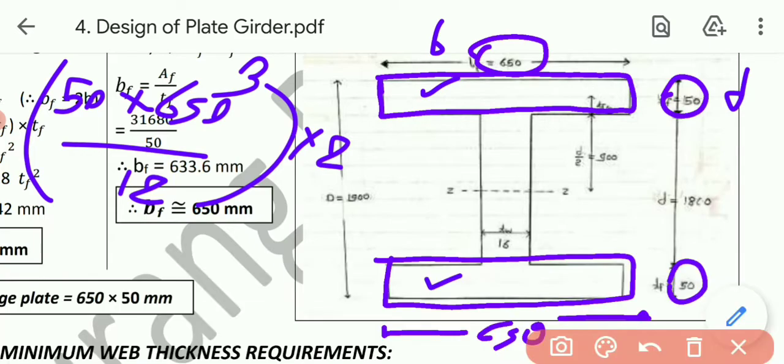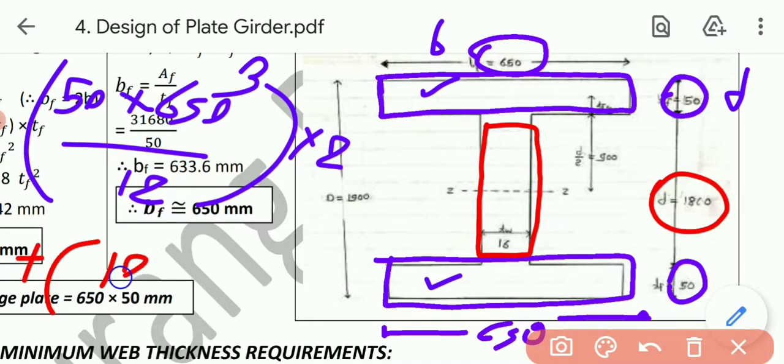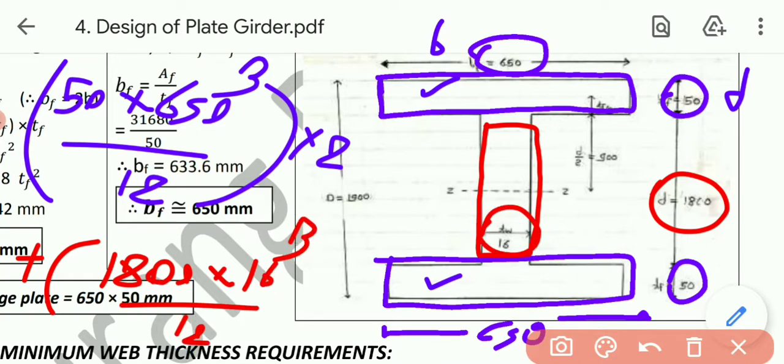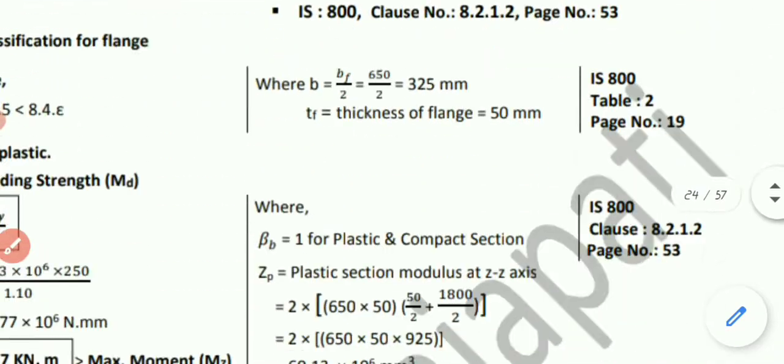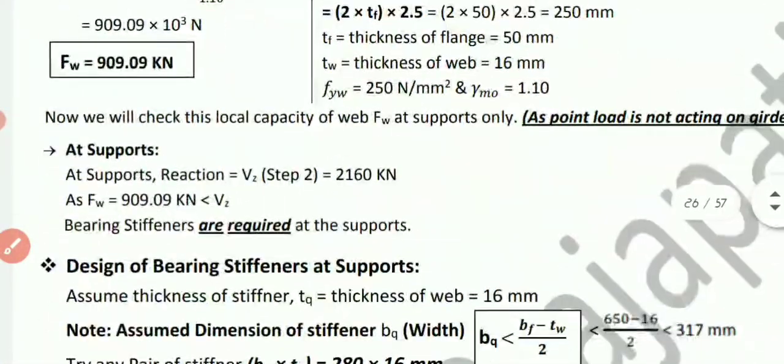And talking about web, again dB cube by 12, D is 1800 into width, that is 16 cube by 12. So this will be the moment of inertia, that is Iyy. So we have calculated Iyy as well as the area of this section. Okay, let's go back to the calculation.